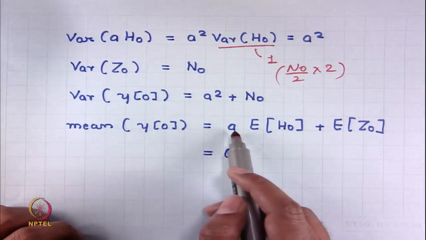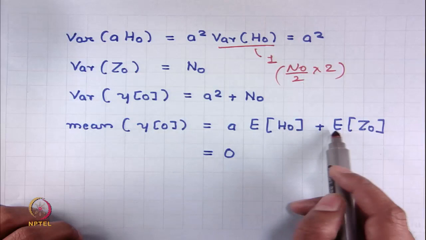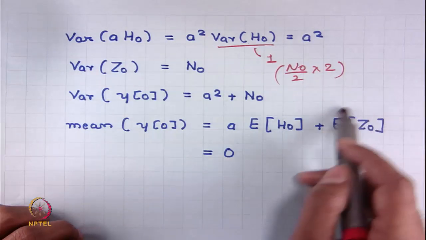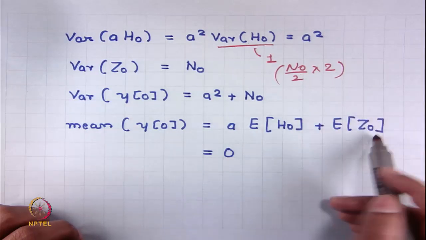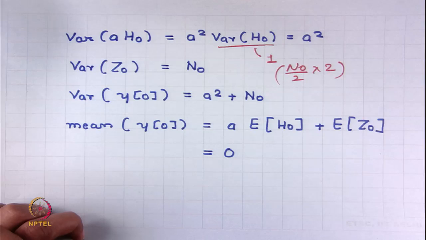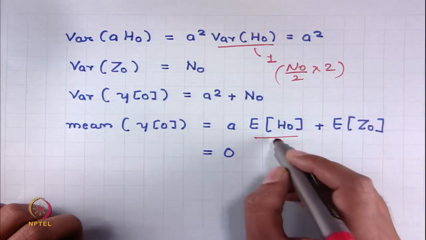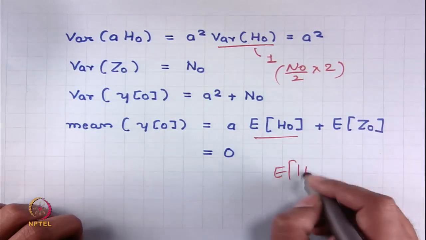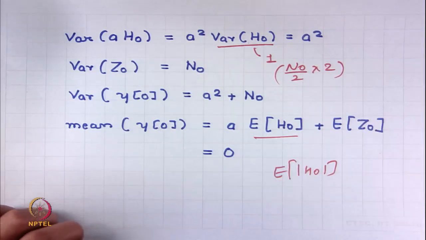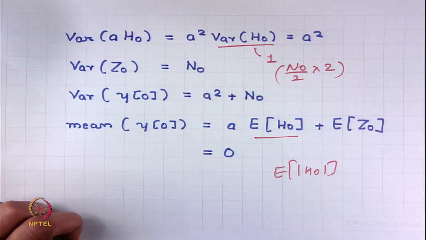What is the mean of Y0? The mean of Y0 is A times the mean of H naught plus the mean of Z naught, and this mean of Z naught is 0 because it corresponds to noise, and the mean of H naught is also 0, and hence the mean of Y naught is 0. Remember, here we are taking the mean of H naught and not the mean of mod H naught. Okay. The mean of mod H naught will not be 0, but the mean of H naught will be 0 because it is a proper complex Gaussian random variable.